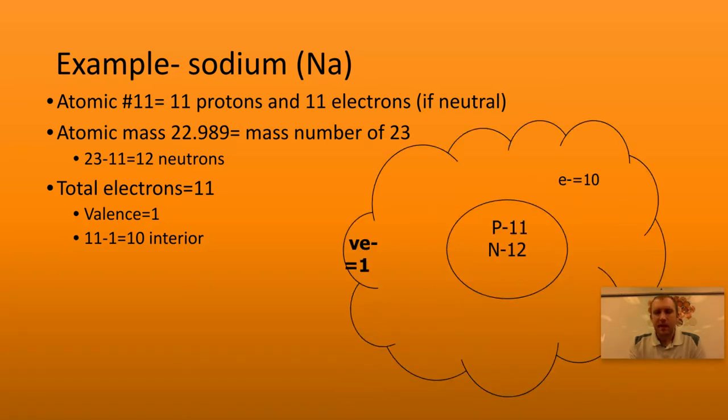And I draw my fried egg model. In my nucleus, I put my protons and neutrons. Protons are 11, neutrons are 12. In my electron cloud, I separate out my interior electrons from my valence electrons. So there's 10 interior ones and 1 valence one.